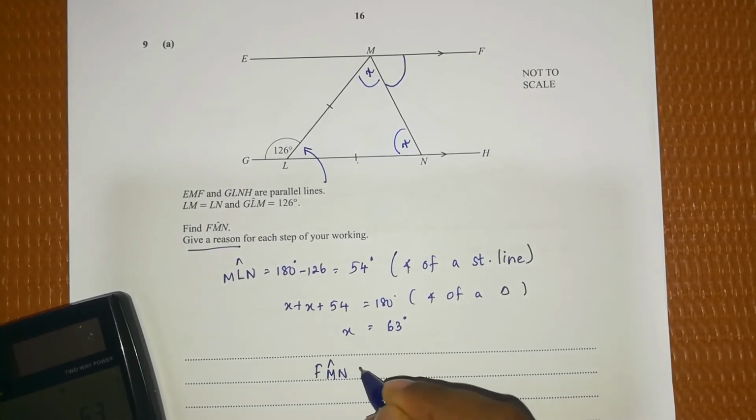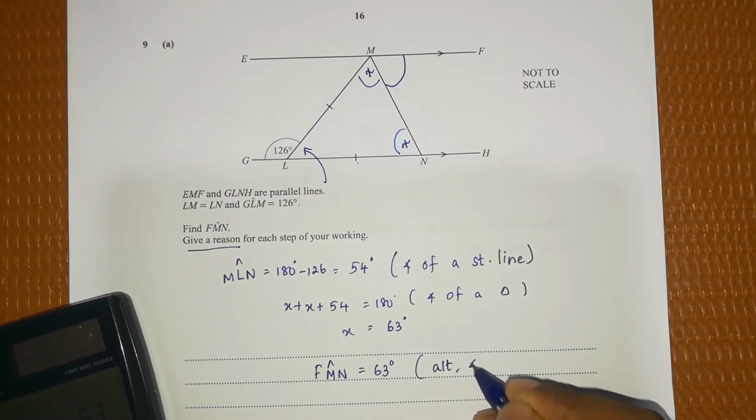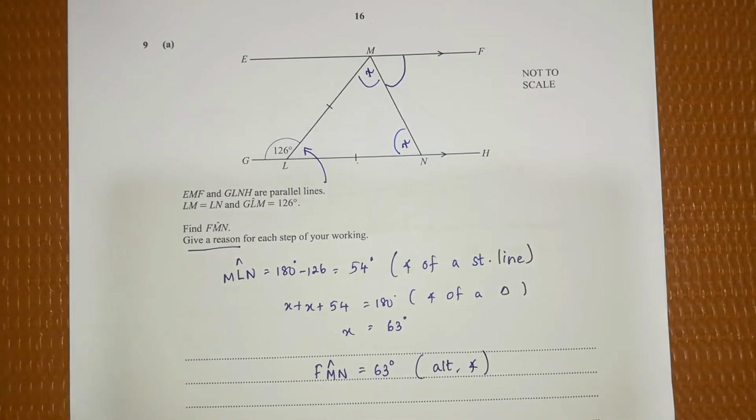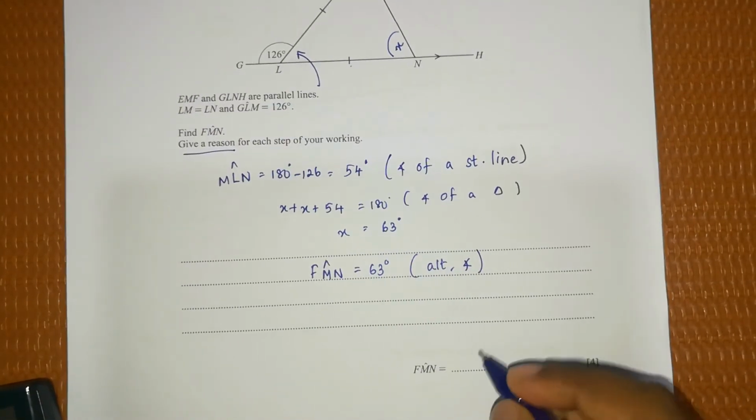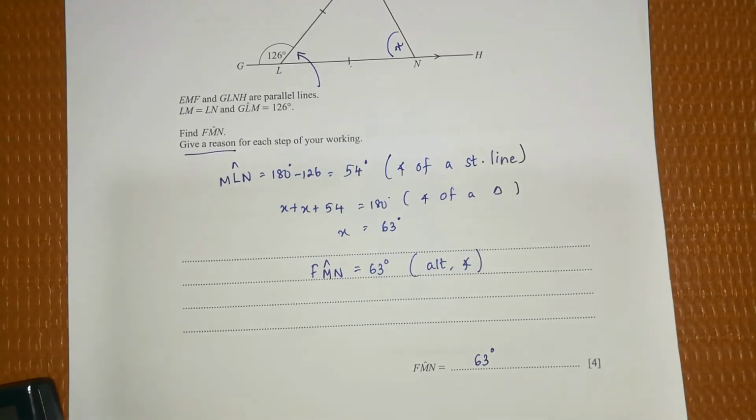FMN is same as the x angle, 63. The reason is alternate angles. So here you can write your final answer. FMN angle is 63 degrees.